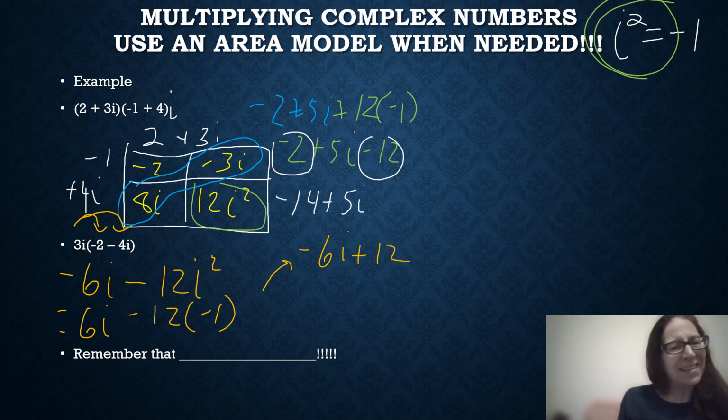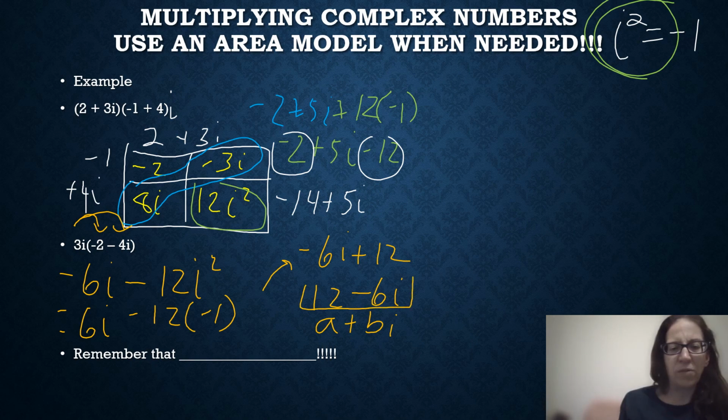Now, technically, that's the right answer, but we do want to write it in that a plus bi form, okay? That a plus bi form. So 12 minus 6i. And then right here, remember that i times i equals i squared, which equals negative 1.